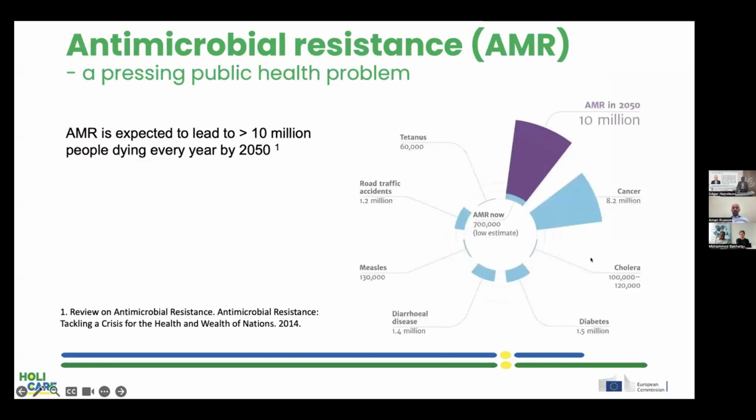So what you're looking at here is a picture. This was a review from 2014. What it's showing is that antimicrobial resistance is going to surpass cancer when it comes to mortality rate per year. This really highlights that we are facing a big challenge dealing with infectious diseases, and most specifically antimicrobial resistance.